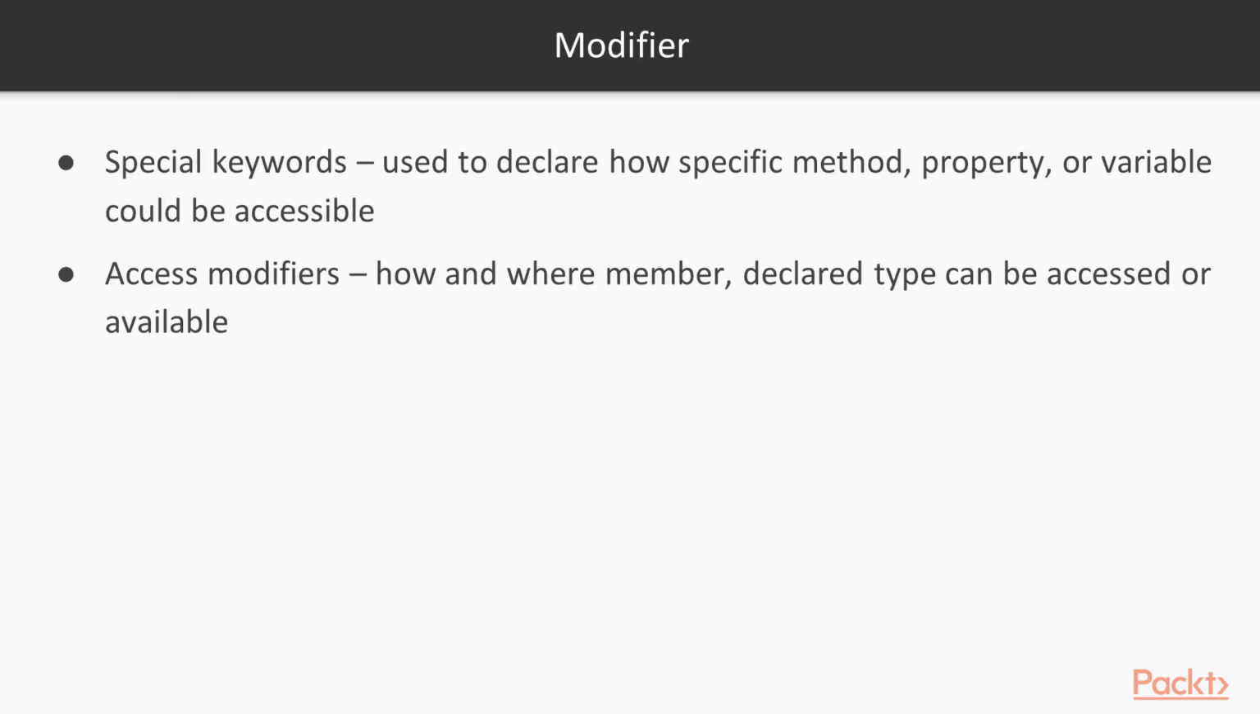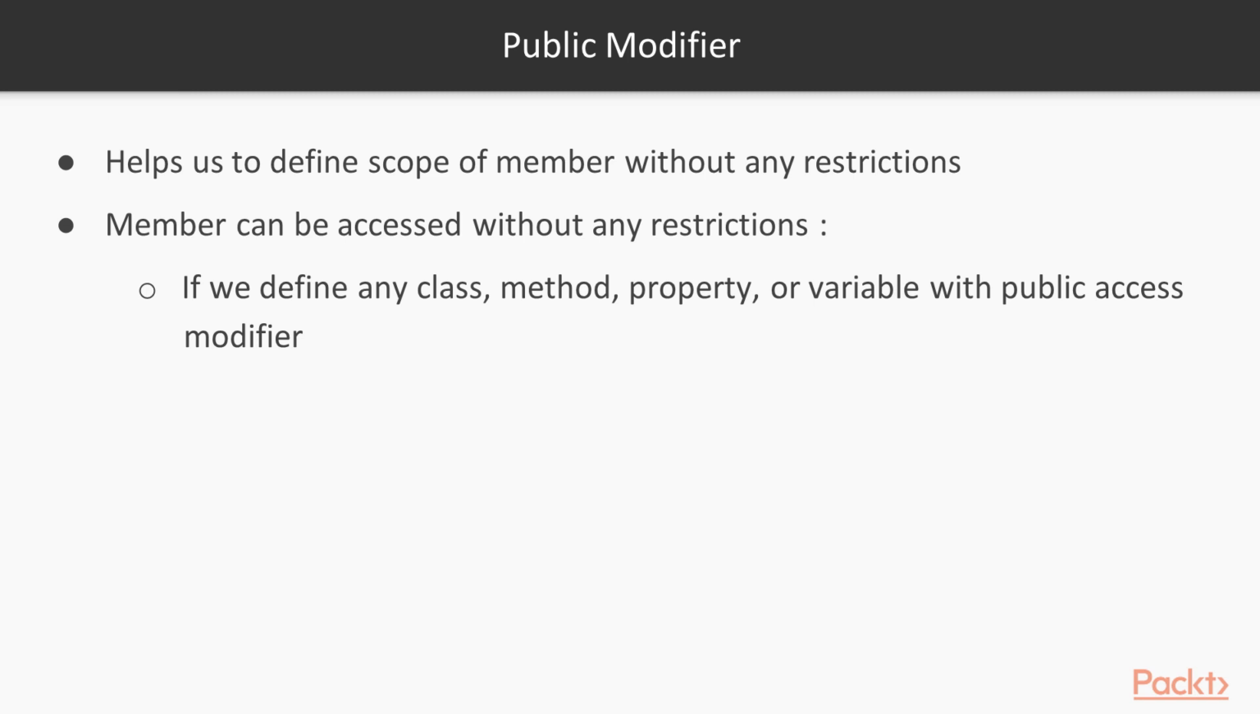Modifiers are nothing but special keywords in C# that are used to declare how a specific method, property, or variable could be accessible. Access modifiers tell us how and where a member, declared type, and so on can be accessed or available. First, we will look at the public modifier. A public modifier helps us define the scope of the member without any restrictions. This means if we define any class, method, property, or variable with a public access modifier, the member can be accessed without any restrictions for other members.